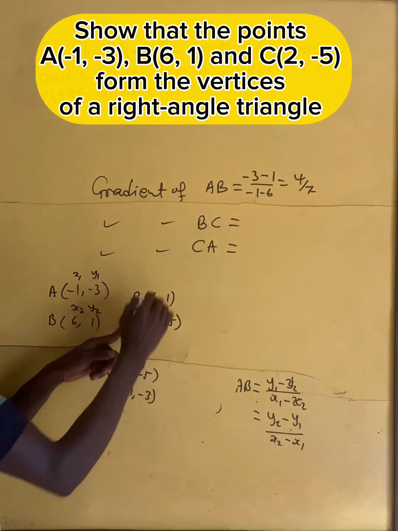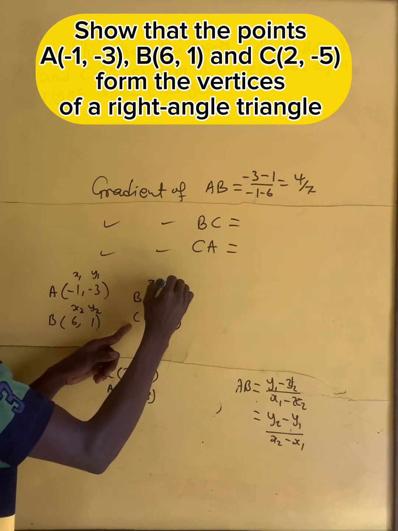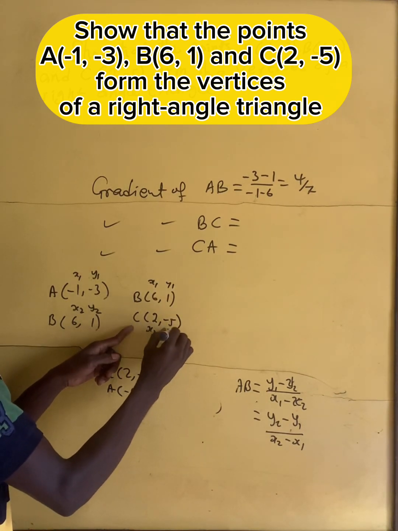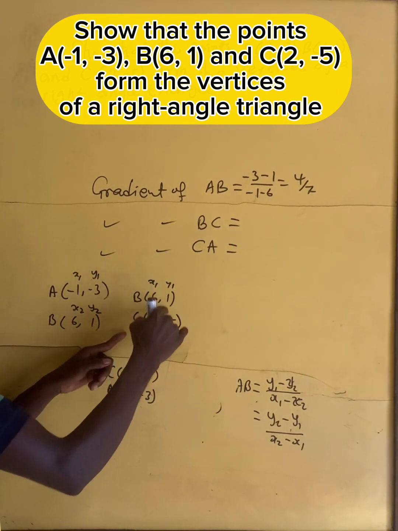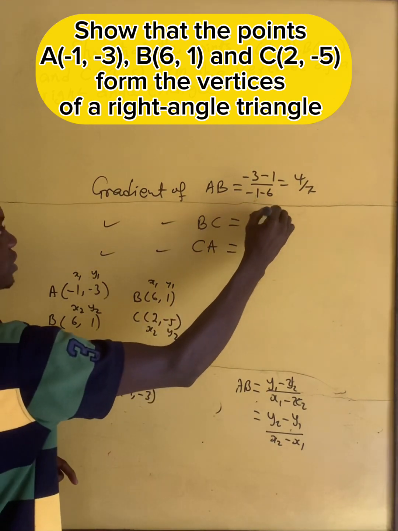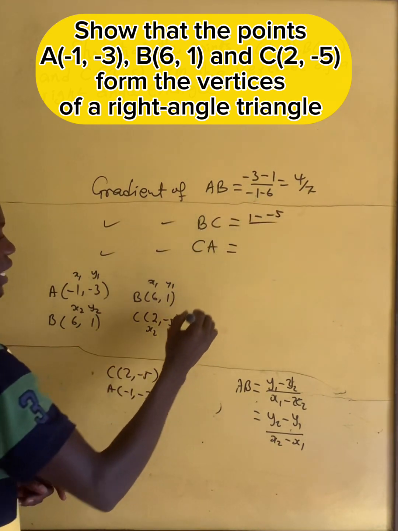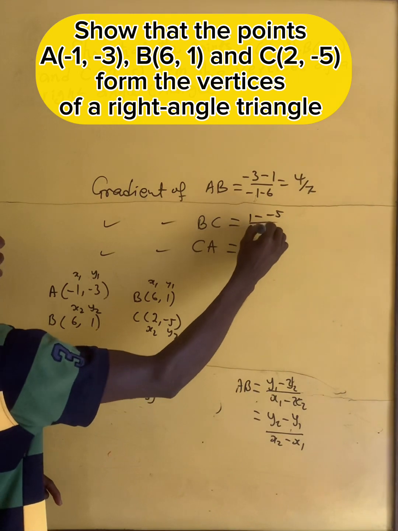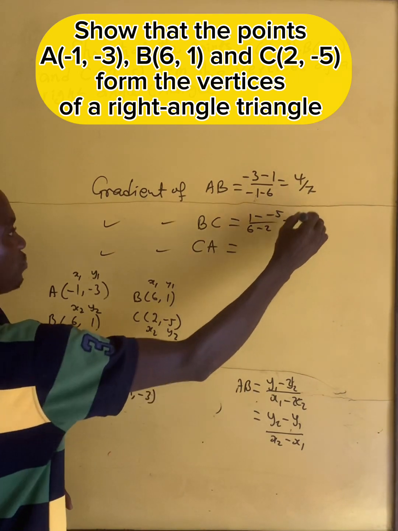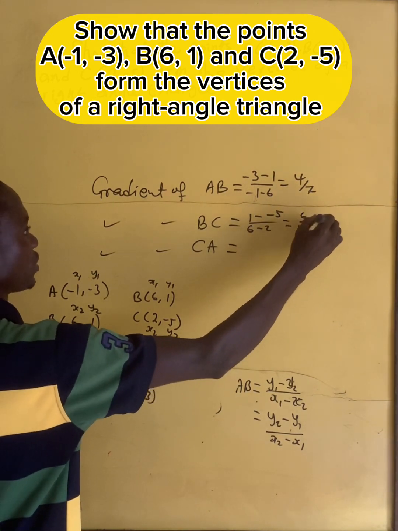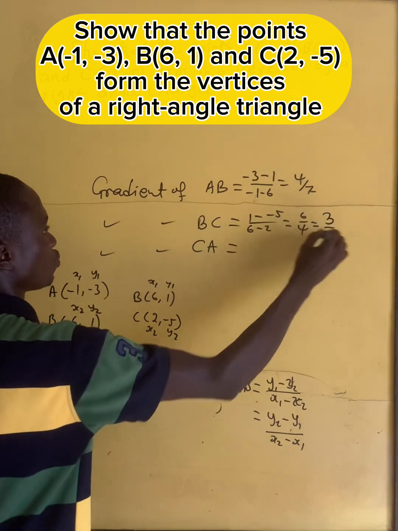Then if I come to BC, x1, y1, x2, y2. These are the x values. 1 minus -5 divided by 6 minus 2. So this will give me 6 divided by 4, which is equal to 3 out of 2.